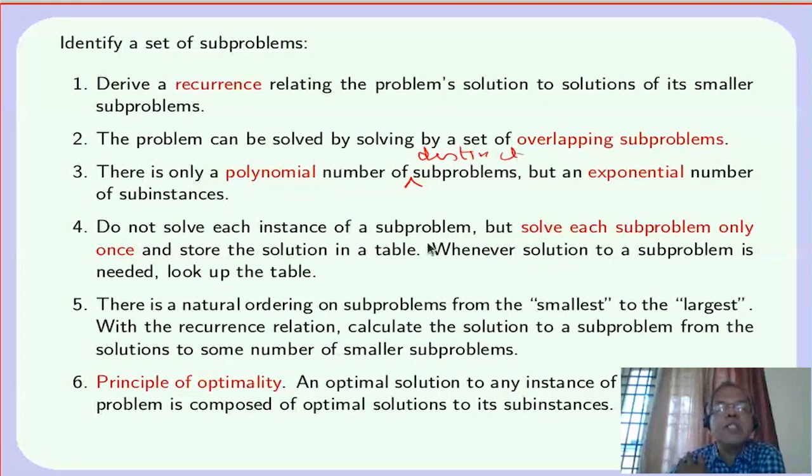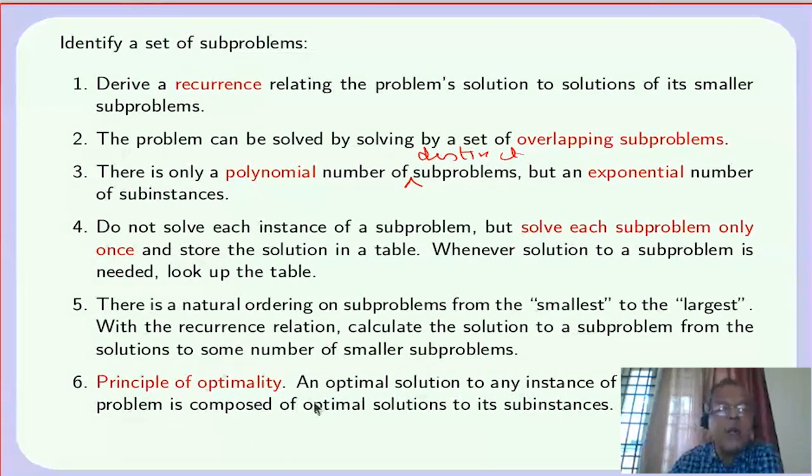Do not solve each instance of a subproblem, but solve each subproblem only once and store the solution in a table. Whenever the solution to a subproblem is needed, look up the table and retrieve. Do not compute every time. Do not compute but retrieve is the slogan. There is a natural ordering on subproblems from the smallest to the largest. With the recurrence relation, calculate the solution to a subproblem from the solutions to some number of smaller subproblems.